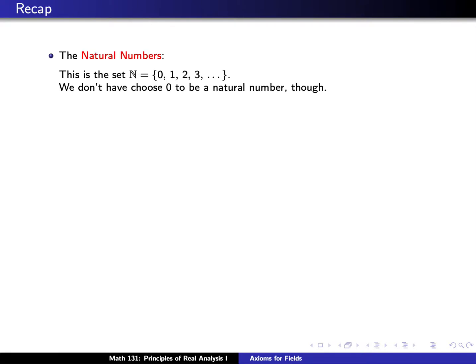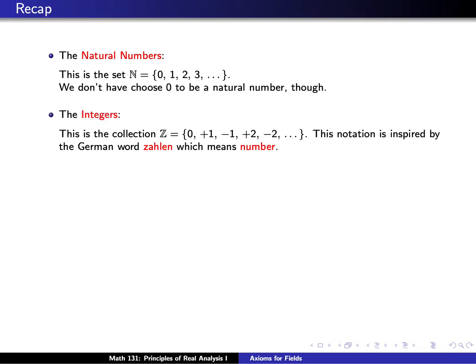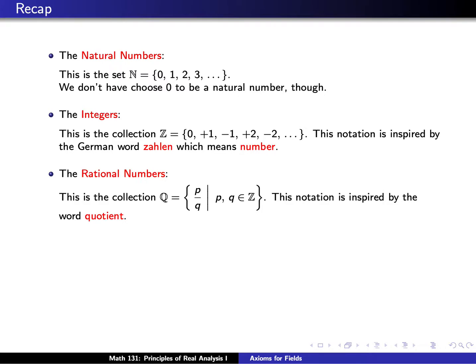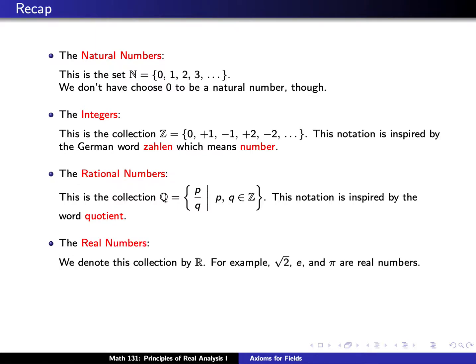First, we introduced the idea of the natural numbers. This we denoted by the letter bold N. Here, this just consists of the positive integers because for this course, we will not consider the number 0 to be a natural number. Next, we have the integers that we denote by bold letter Z. This here is coming from the German word for number, which is Zahlen. Next, we have the rational numbers, Q. This just represents the quotients of our integers.